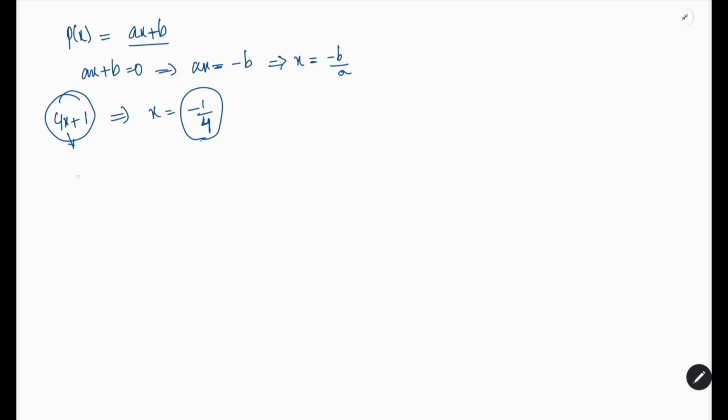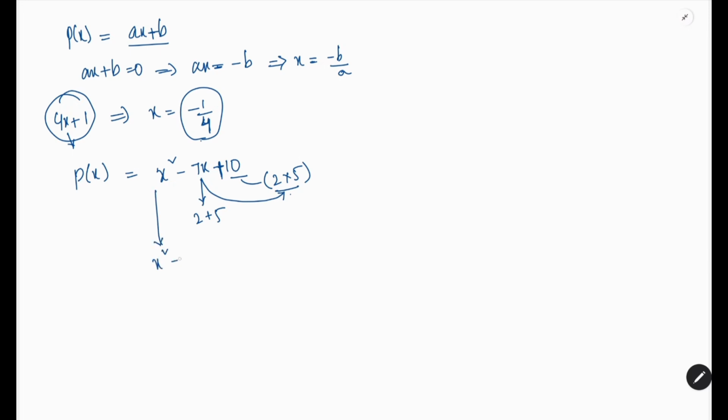So if you take a quadratic polynomial p of x, the polynomial x square minus 7x plus 10, how do you find the roots? You have to make this into a product of two terms. 10 can be written as 2 into 5, and these terms should be expressed in the form of addition. 7 can be written as 2 plus 5.